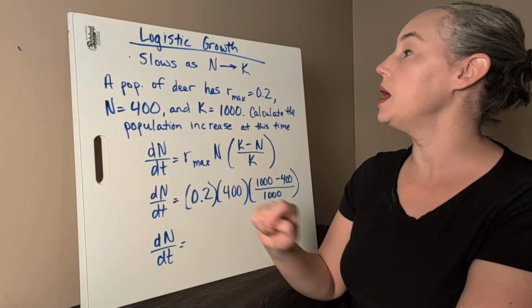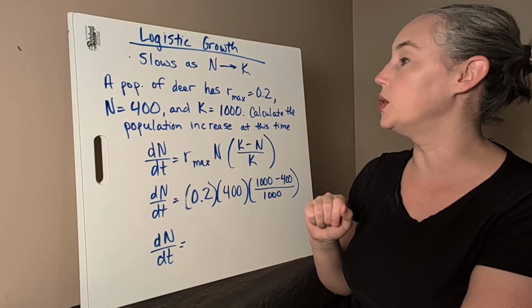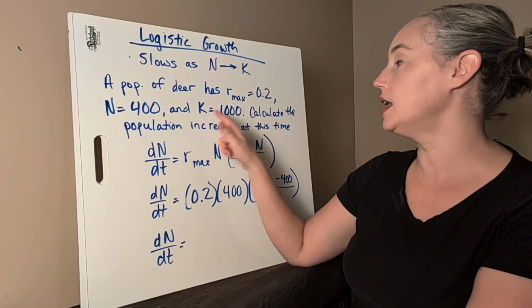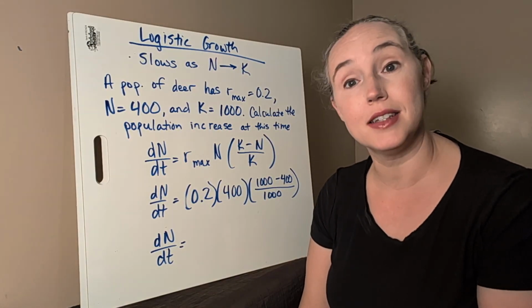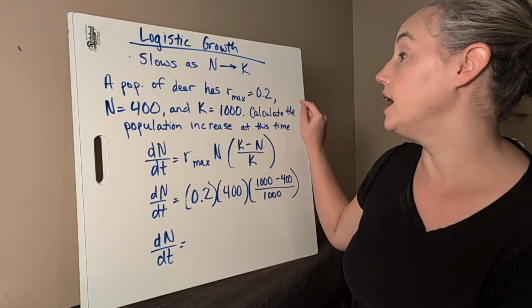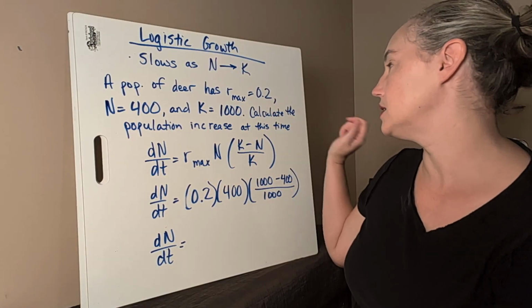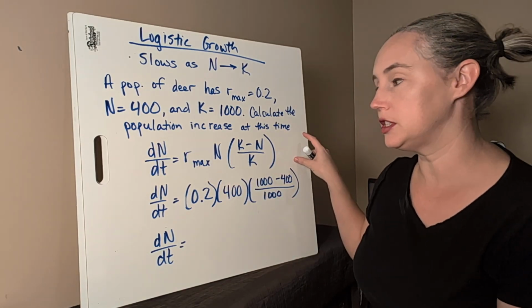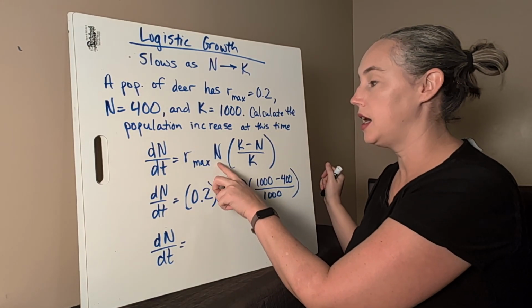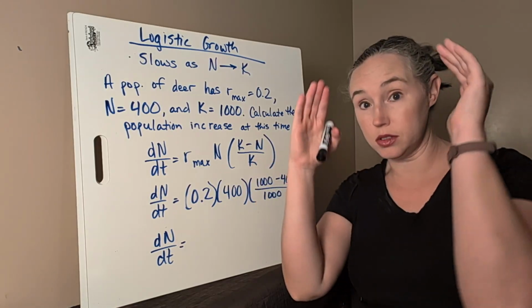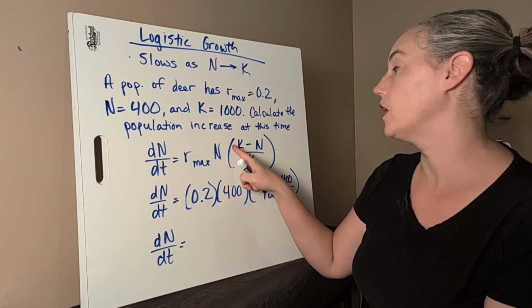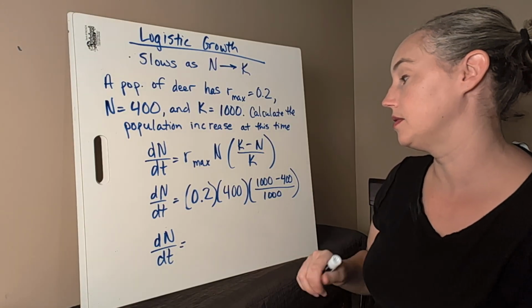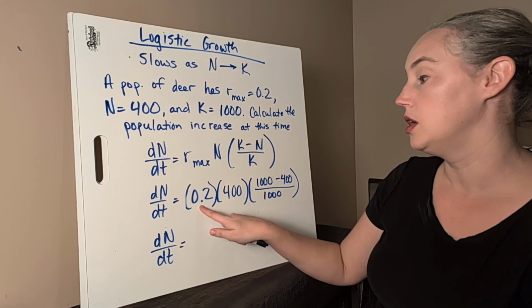Here's the problem. A population of deer has an R max of 0.2. A population, or N, equals 400, and K equals 1,000. Again, K is carrying capacity. Calculate the population increase at this time. So, here's our formula: dN over dt equals R max times N times, in our parentheses, carrying capacity minus population over carrying capacity. So I've gone ahead and plugged those in.